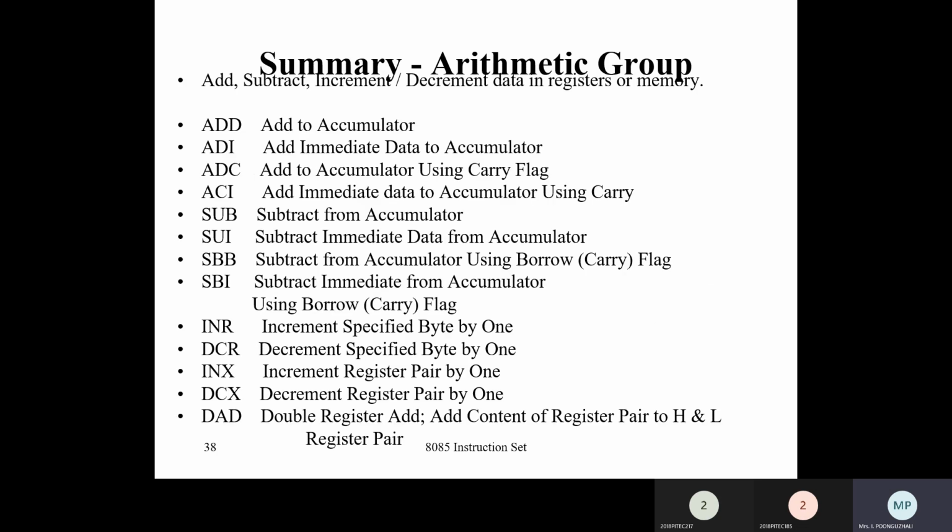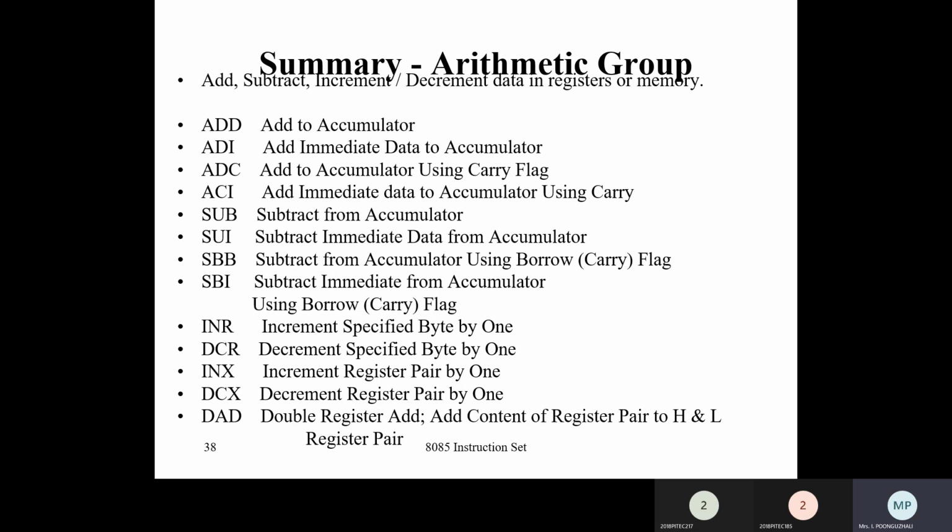Then the arithmetic group. ADI, add immediate, means the data is part of the instruction. Then ADC, add with carry, adds using the carry. Then ACI, add immediate with carry. Then SUI, subtract immediate. SUB with borrow: when do we need borrow? When we subtract a smaller number minus a bigger number, we need borrow. If the carry flag is set, it means we are going to do small number minus higher number, so borrow is enabled. That is SBB, subtract with borrow. Then SBI, subtract the immediate data using borrow.